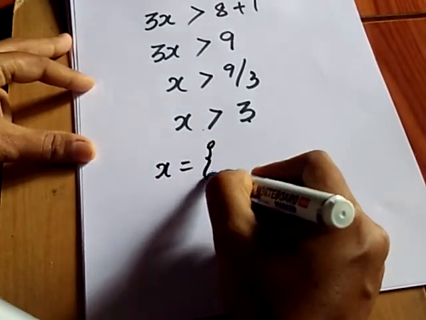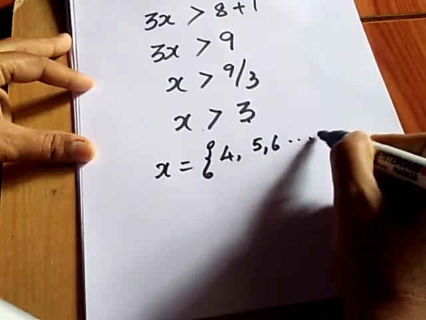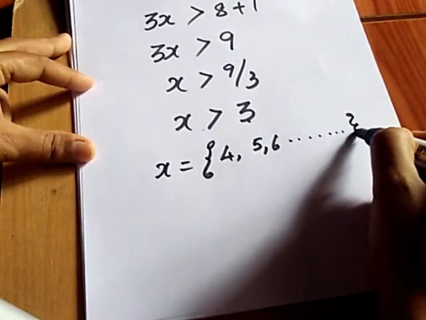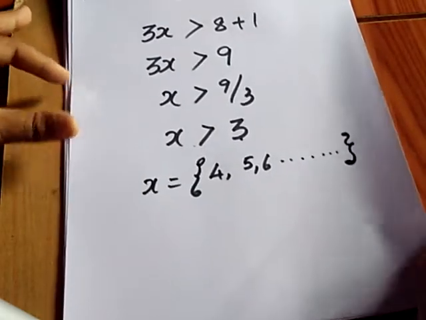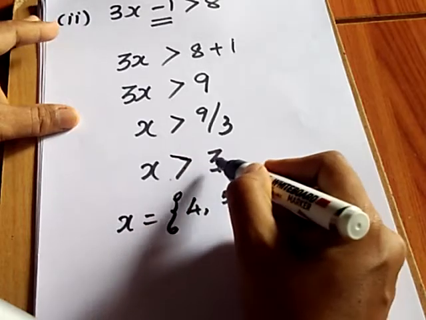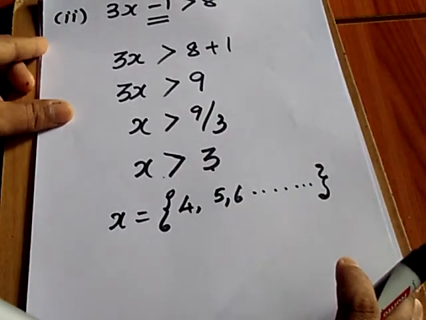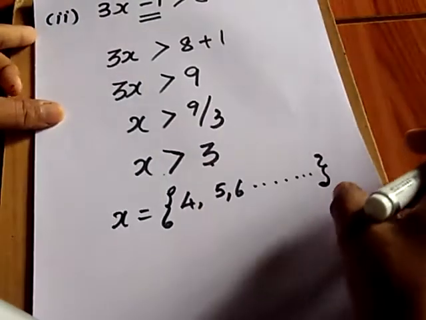So the solution set will start with the elements 4, 5, 6 up to infinity. We cannot end the whole numbers. So greater than 3 means don't include 3. Above 3, after 3, which are the numbers? 4, 5, 6, and it is up to infinity.